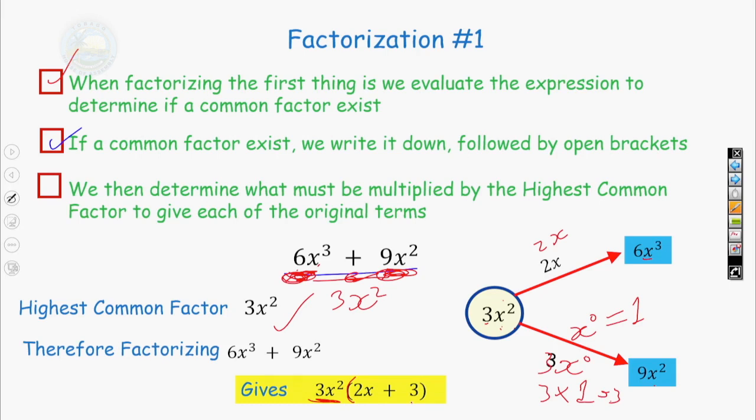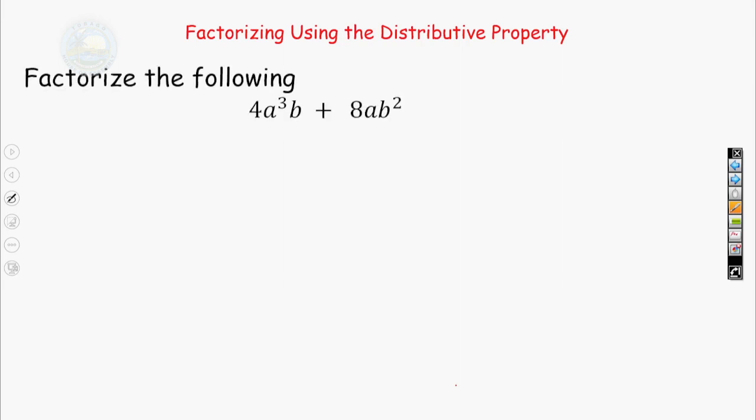So, factorization utilizing the distributive property. This is what we have. Let's look at something else again. Look here. What if we were asked to factorize this one? Factorize the following: 4a cubed b plus 8a b squared.